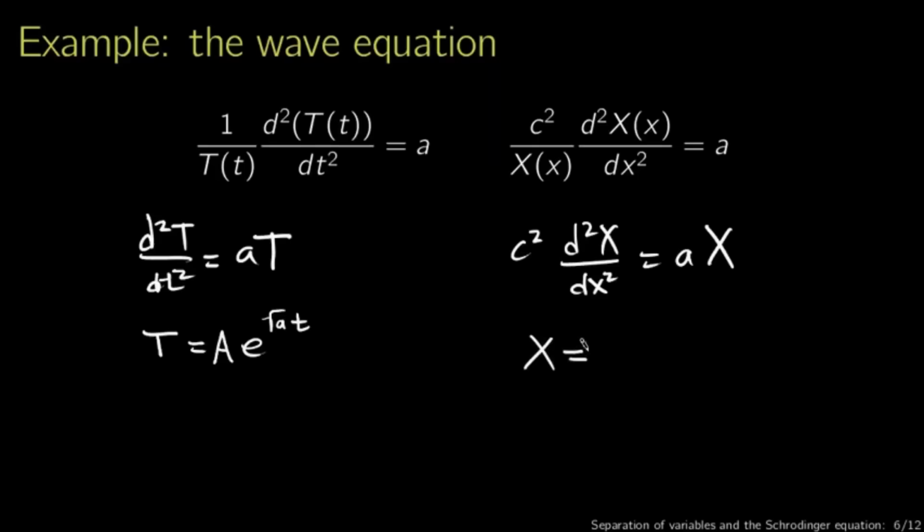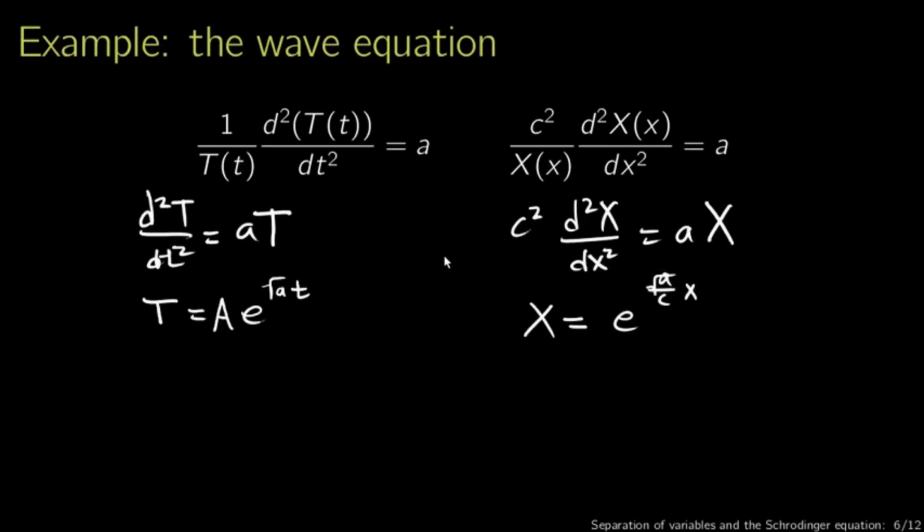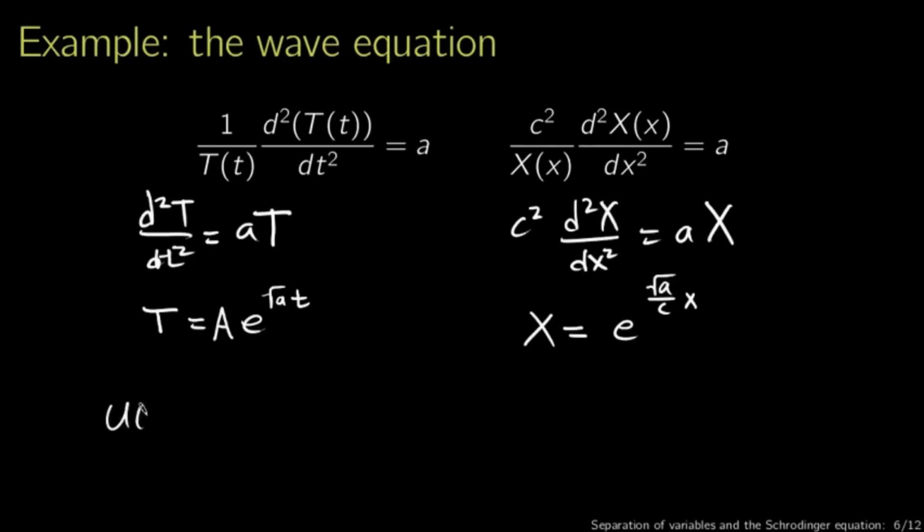Big X is going to be e to the square root of a over c x, with, again, in principle, a normalization constant out front. What that means is, if I move things up a little bit and get myself some space, u of x and t, what we originally wanted to find, is now going to be the product of these two functions. So I have a normalization constant in front, then I have e to the root a t, and e to the root a over c x.